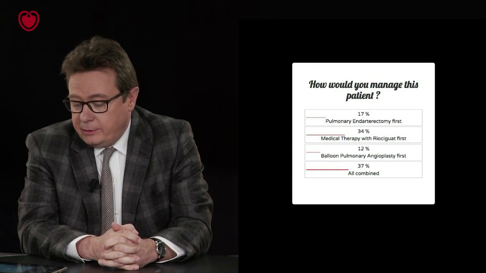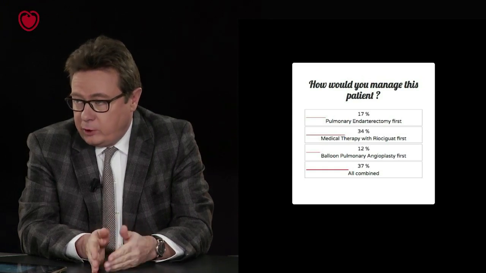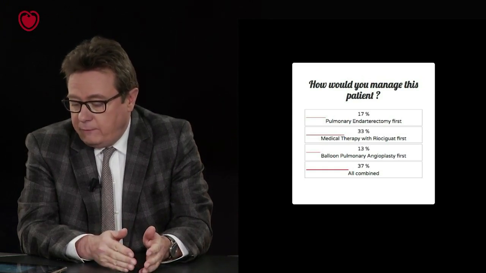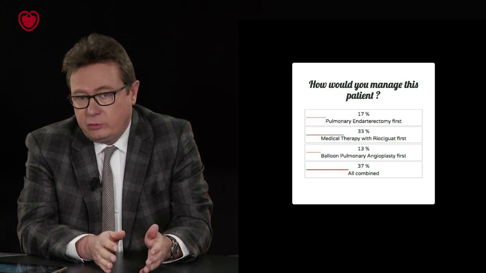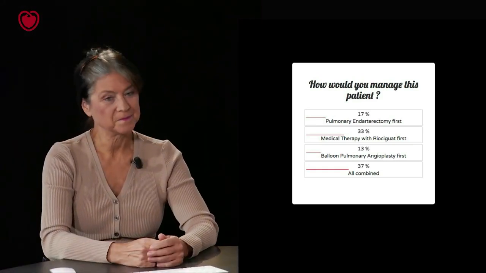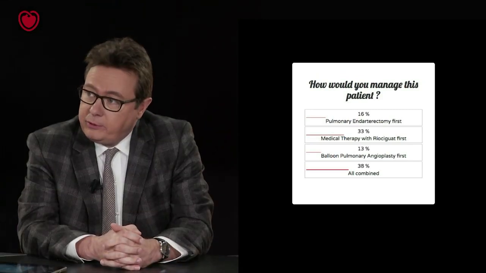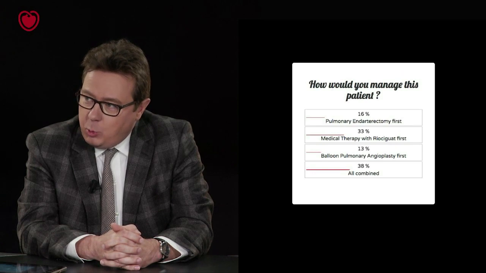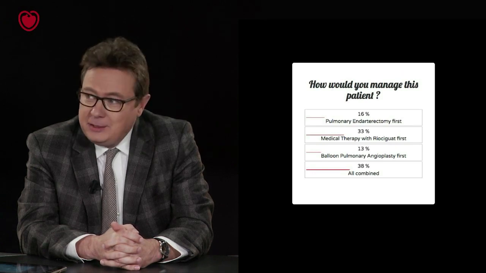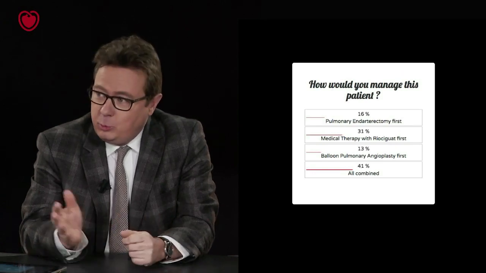33% think medical therapy with Riociguat first would be the way to go, followed by pulmonary endarterectomy, that's 17%, and 13% believe that BPA should be the first option. So quite an interesting result, I would say, and we can be curious what you did.